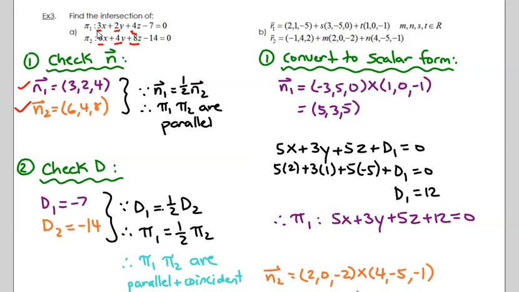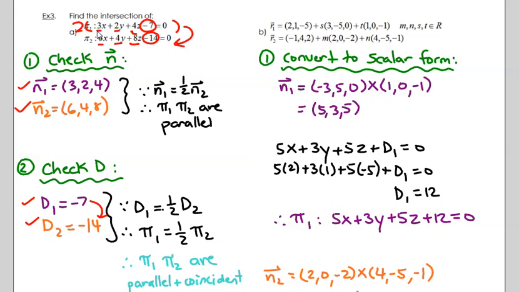That means that I'm just going to compare the d values, because if I multiply this entire thing by 2, will I get the second plane? Because if I do, that means that they're actually coincident. And when I compare the d values, yeah, if I just double this as well, I'll also get the same number, -14. Since I can double the entire first plane and get the entire second plane, they must be parallel and coincident.